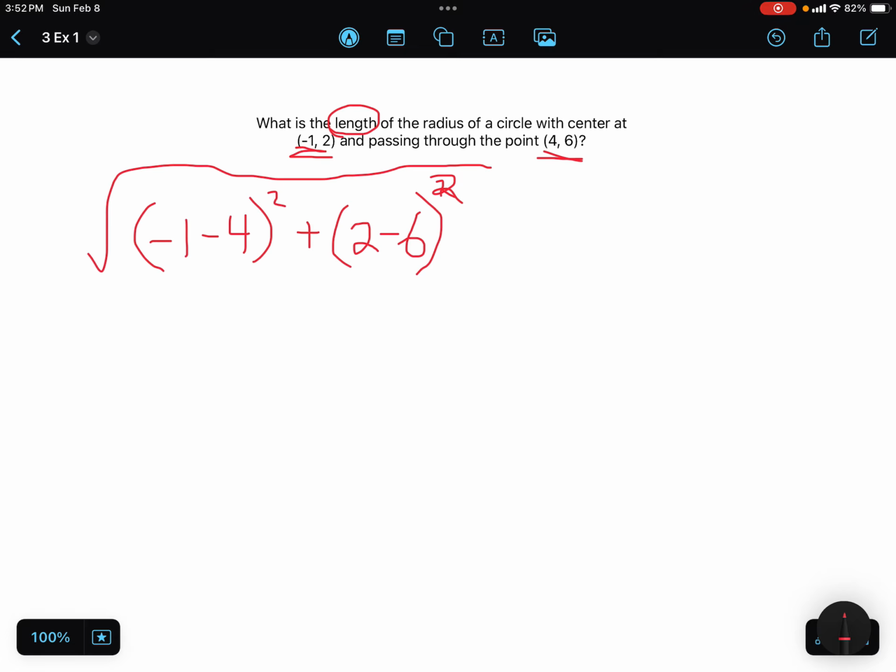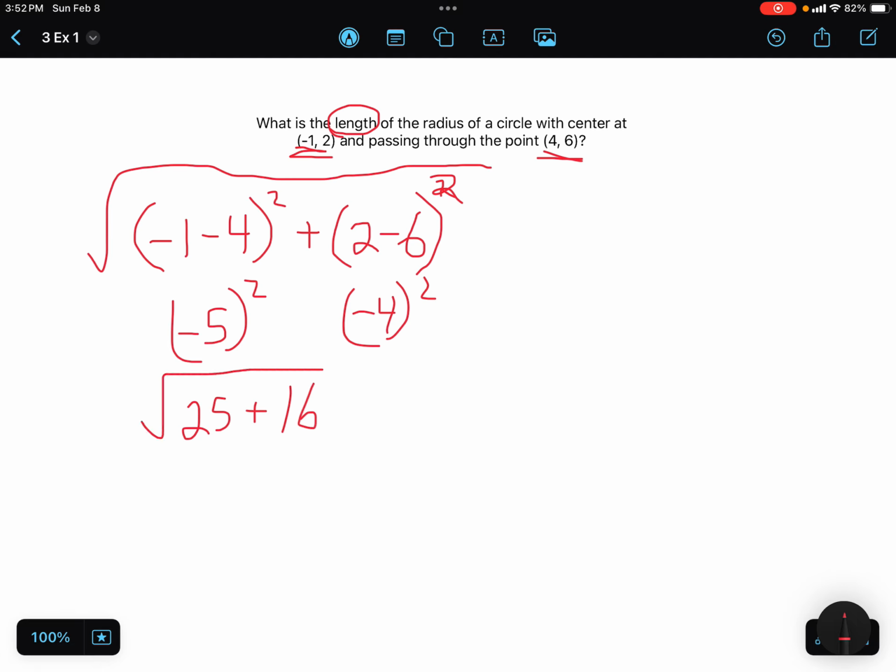The length of that is negative 5, and we will square that to get 25. And then we will do negative 2 minus 6, which is negative 4. Square that, and we'll get 16. So we have 25 plus 16. We're going to take the square root of that, and this will be the square root of 41.